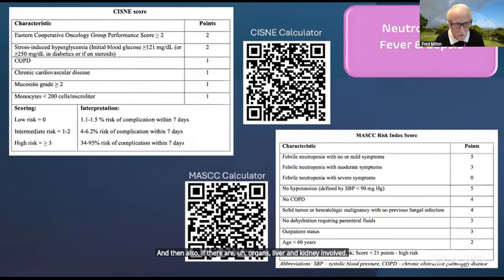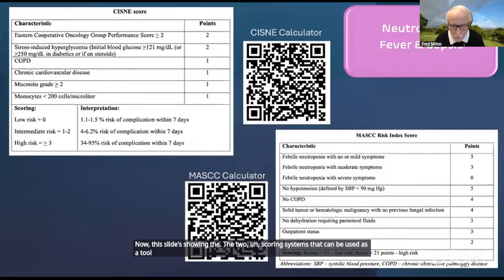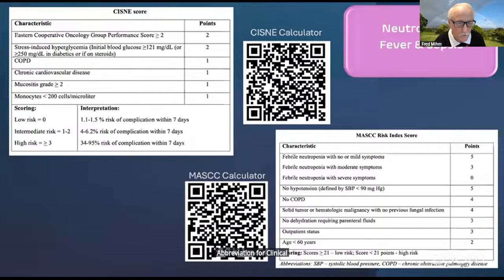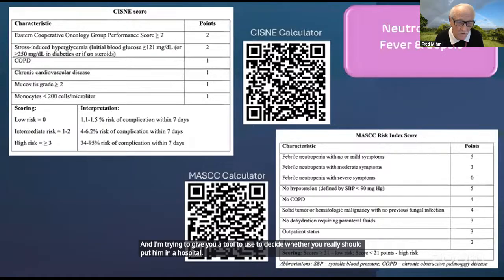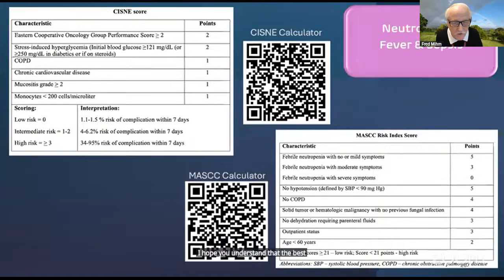Now, this slide is showing the two scoring systems that can be used as a tool. The CISNE score, which is the abbreviation for Clinical Index of Stable Febrile Neutropenia. This is really for patients who are generally assessed as outpatients, and trying to give you a tool to decide whether you really should put them in the hospital. I hope you understand that the best place for a neutropenic patient is not in the hospital.